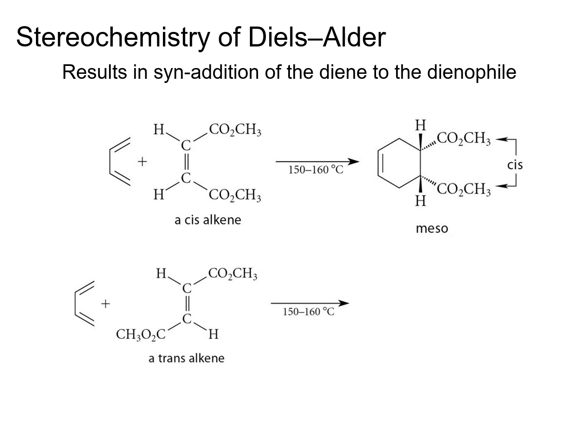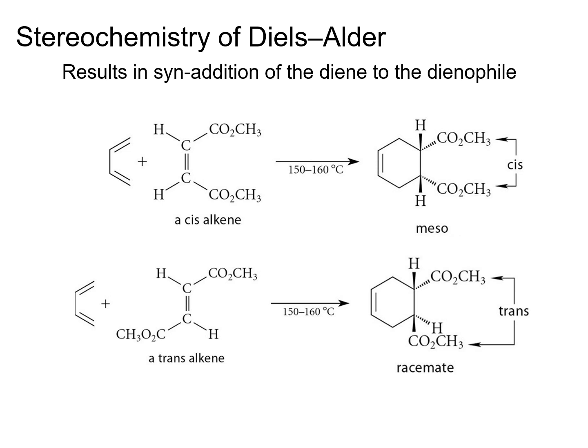So just like we kept our groups cis when we started with a cis alkene, if we have a trans alkene, those groups are going to be trans to each other. So we would have a racemic mixture depending on whether or not my diene came from the top or bottom, but the relationship of my double bond is going to be retained. Where my two groups were trans, they're going to stay trans in my product.